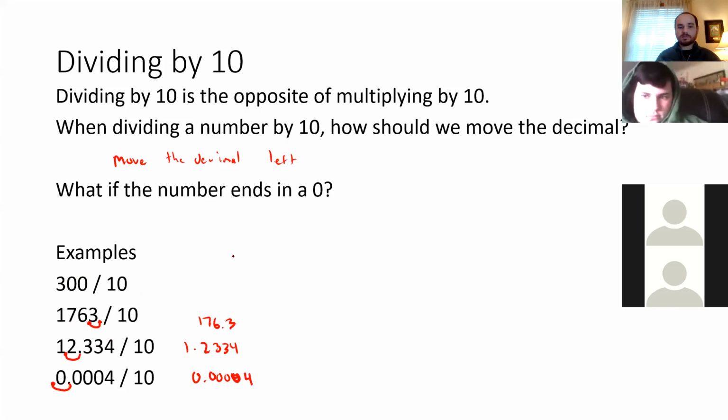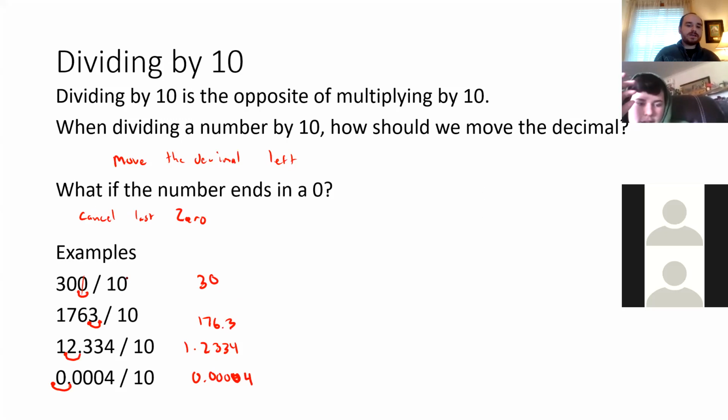Any ideas? What is it? If it ends in a 0, you'd still divide it. You're still going to divide, right? But if I move this decimal here, basically what I'm getting at is if it ends in a 0, you can just cancel off the last 0. You don't need to do anything else. So here you can just cancel the last 0, and it just becomes 30.